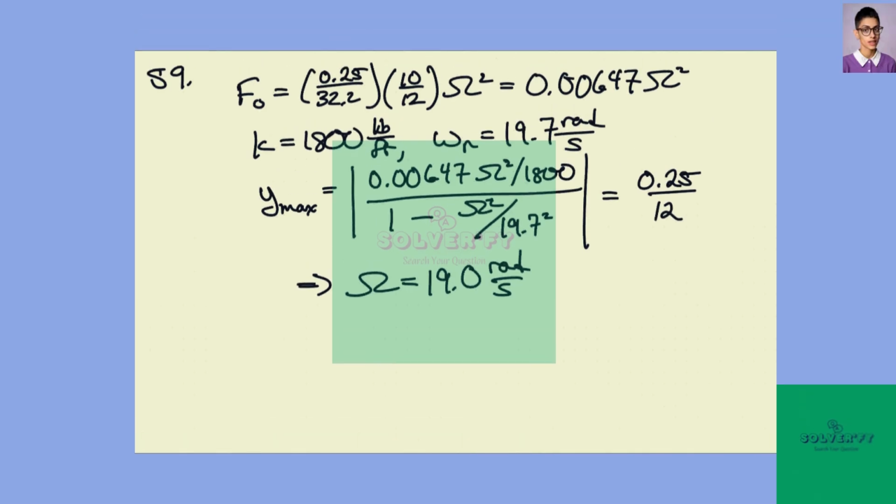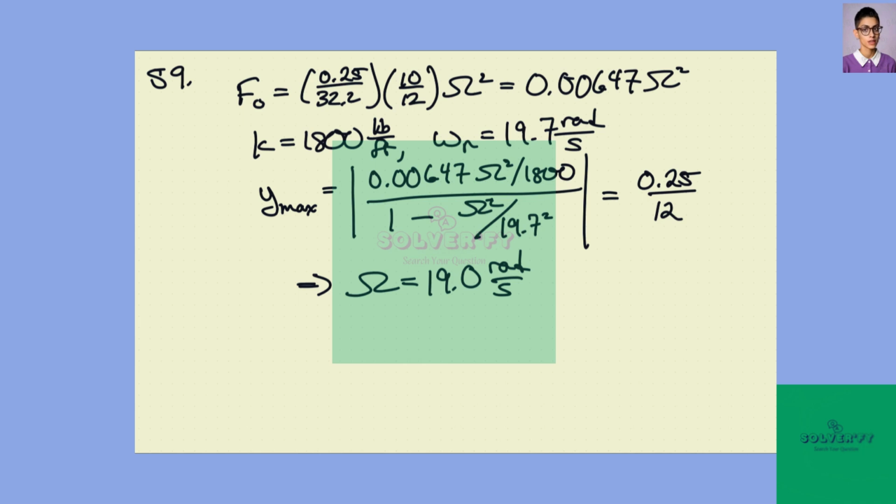In this problem, we are given kind of the inverse of what we've been asked for in the past. So we want to determine the angular velocity of the flywheel, which will produce an amplitude of a quarter inch.